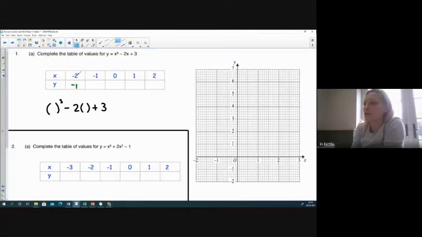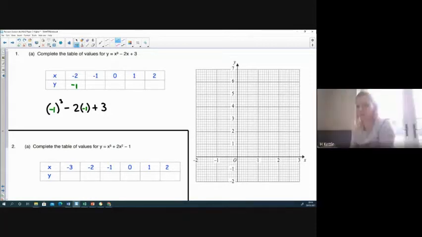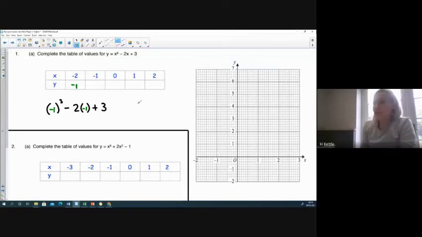So, sorry, that was minus 1. So now we're using the input minus 1. So minus 1 cubed minus 2 lots of minus 1. I've probably done my calculator to show you actually. Bracket, cubed minus 2 lots of bracket, add 3. So I don't know if you can see that, probably not. So I've just typed it in like that, and then I'm just going to keep changing the number in that bracket to whatever the input needs to be. So minus 1 and minus 1 for the next one. And that gives me 4.